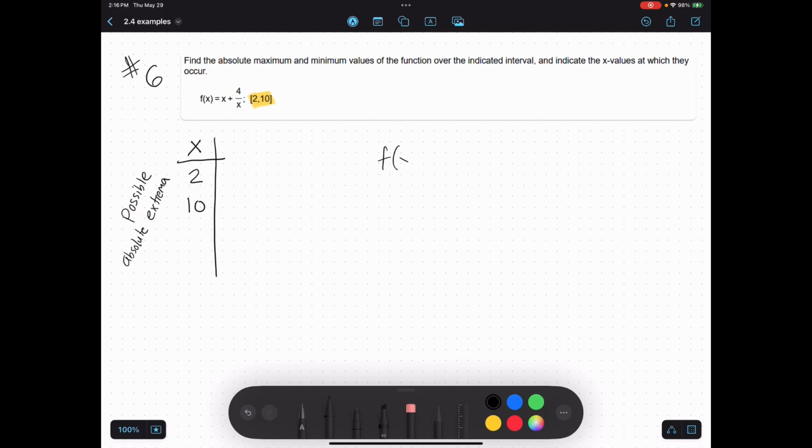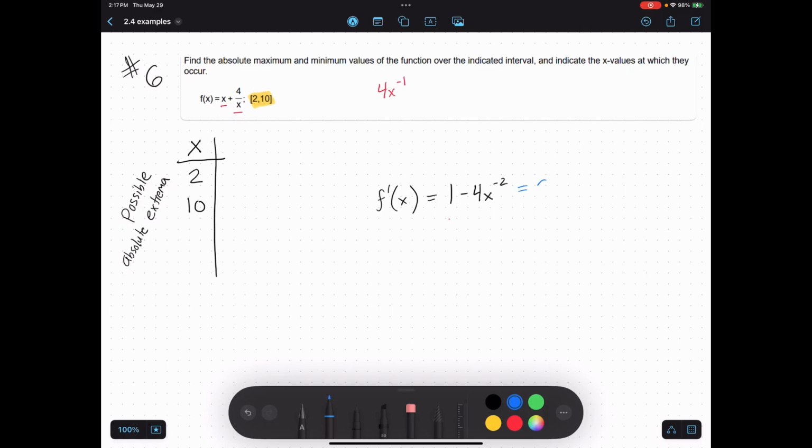So I'm going to look at my function and take the derivative to find my critical points. What's the derivative of this function? Since I'm separated by addition here, I can look at each of these terms separately. The derivative of x is just 1. But for 4 over x, remember I can rewrite that as 4x to the negative 1 power. If your x is in the denominator, you can move it to the numerator and give it a negative exponent. So the derivative of that gives me negative 4x to the negative 2nd power.